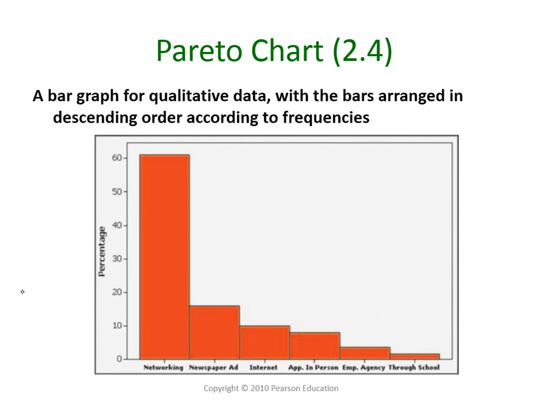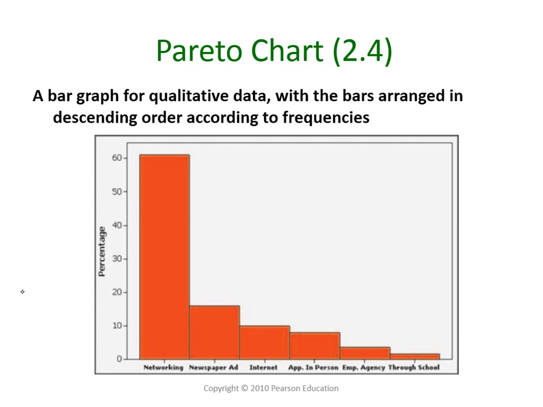A Pareto chart. A Pareto chart is a bar graph for qualitative data with the bars arranged in descending order according to frequencies. This bar graph is talking about different ways that people got their jobs. The percentage of people that got their jobs through networking was over 60%, then through a newspaper ad, internet, application in person, employment agency, and through their school.